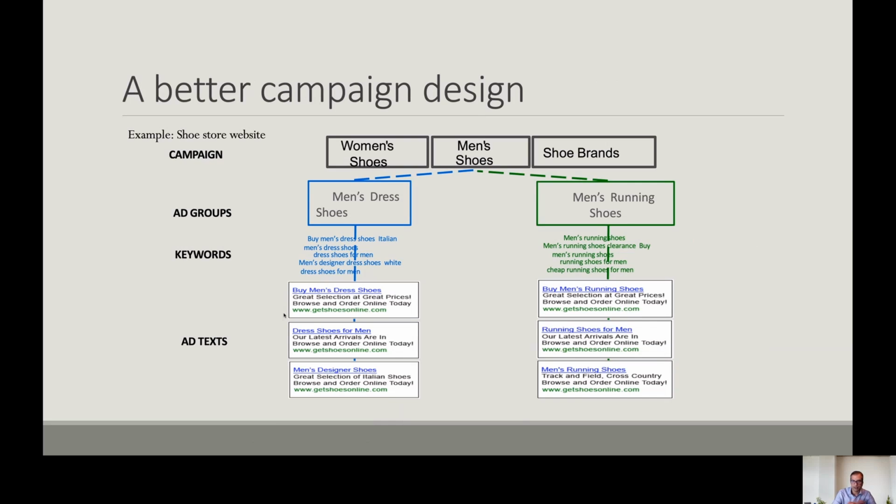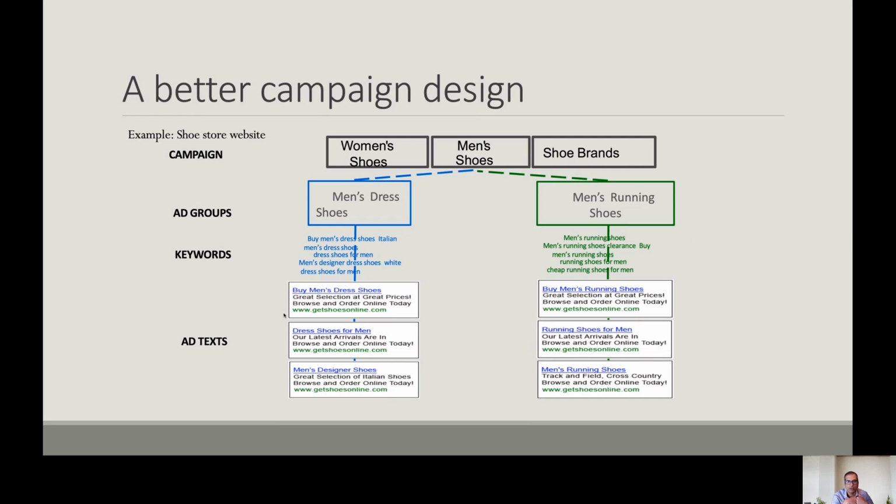So the idea here is to answer the question I posed before. Actually, instead of having just one ad group inside the men's shoes campaign, it's a better idea to have 2 different ad groups. One ad group is dedicated to men's dress shoes, and the other ad group in green is dedicated to men's running shoes. And so the keyword sets are also separated out. All the dress shoes related keywords go in the blue ad group, and all the running shoes related keywords go into the green ad group. And the ads are also split out that way.